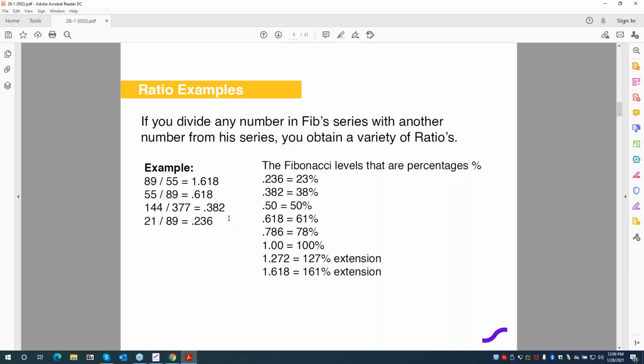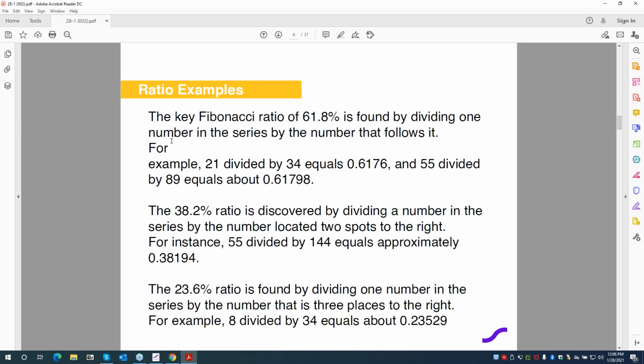It's the golden ratio, the golden theory. This was created by the mathematician Leonardo Fibonacci. As ratio examples, the key Fibonacci ratio of 61.8% is found by dividing one number in the series by the number that follows it. For example, 21 divided by 34 equals 0.61776, and 55 divided by 89 equals, again, about 0.6179. So you'll always see this ratio when dividing certain numbers shown above.